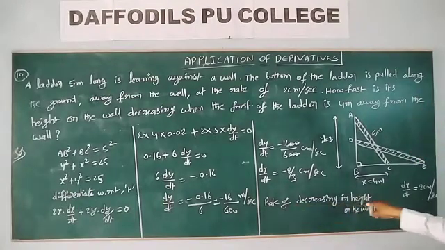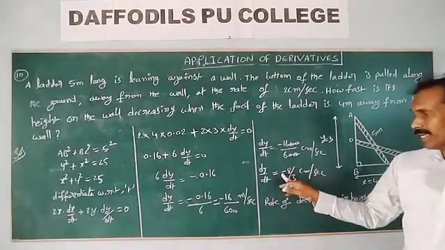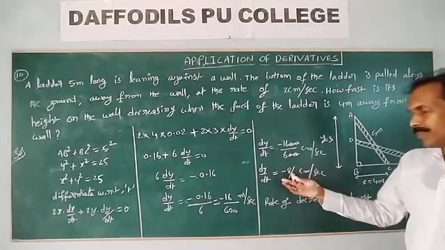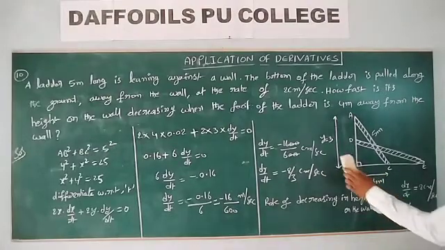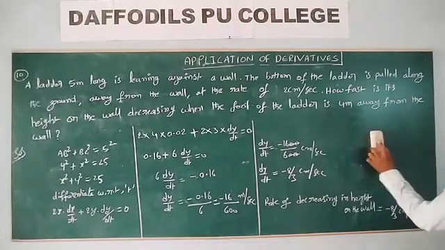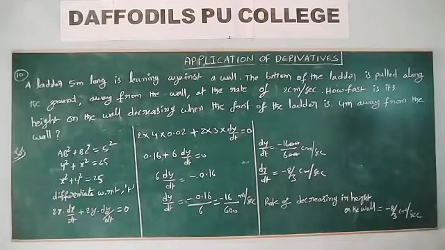Rate of decreasing height on the wall is equal to how much? Minus 8 by 3, minus 8 by 3 centimeter per second. Students, dy by dt is equal to a minus value means that it is decreasing, negative. Plus means increasing. Final step: rate of decreasing in height on the wall is equal to minus 8 by 3 centimeter per second.